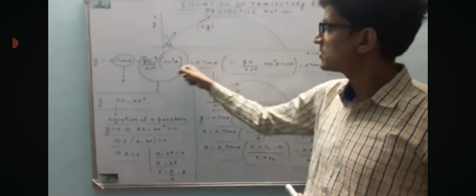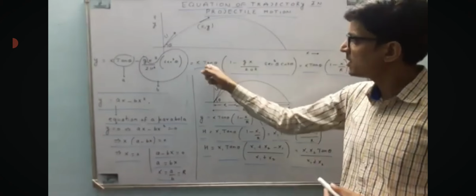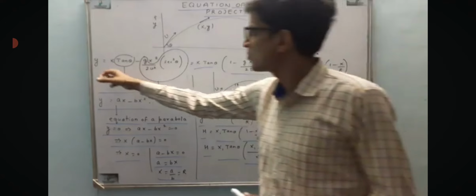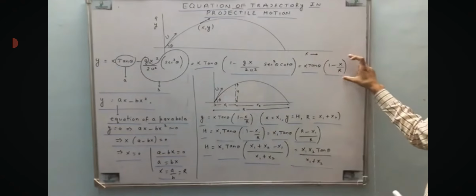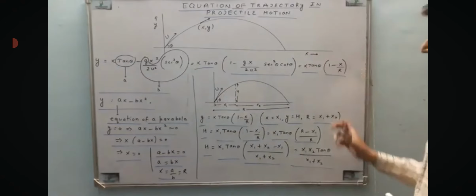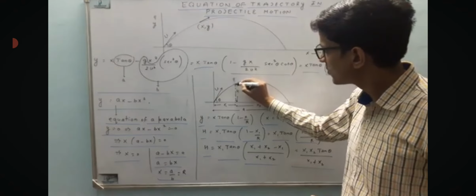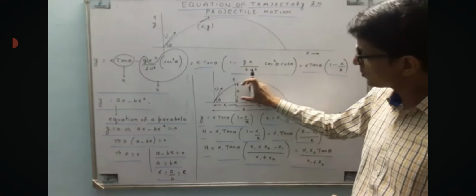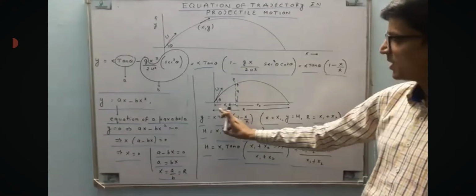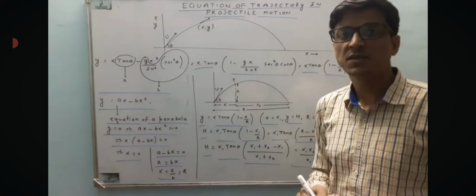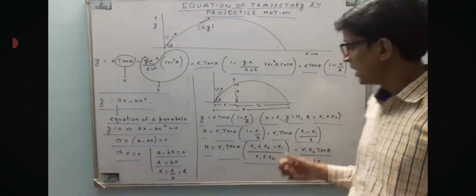y is equal to x tan theta minus g x square by 2 u square sec square theta. This can be written as x tan theta, and after simplification the equation comes out to be y is equal to x tan theta into 1 minus x upon R. Now let's implement that. Suppose at any instant the projectile is at point P, whose height from the ground is h. This distance is x1 and this distance is x2. This question has been asked in the JEE exam.